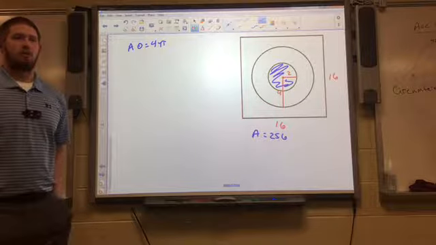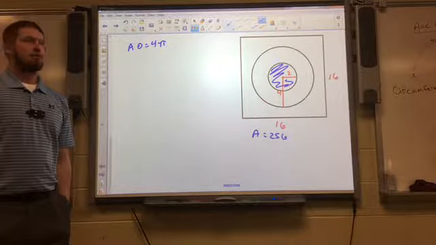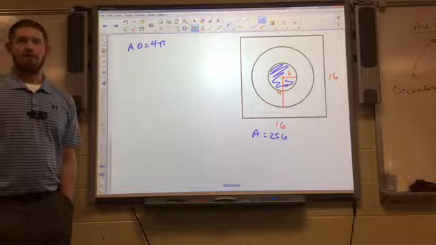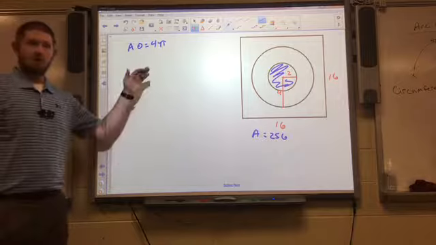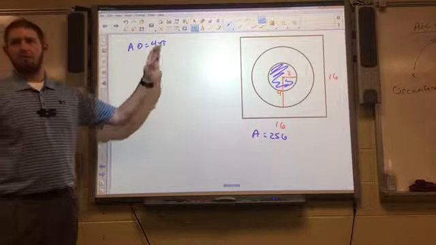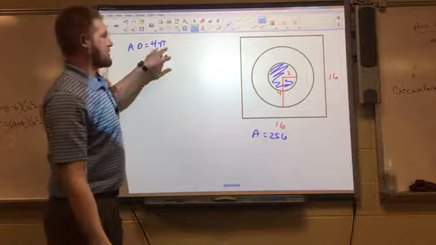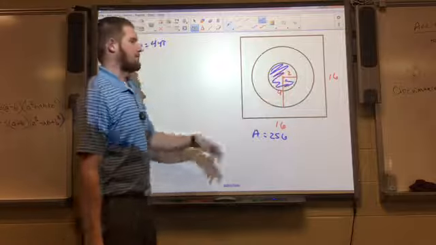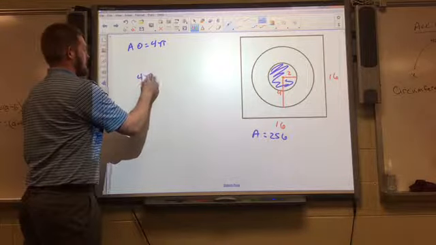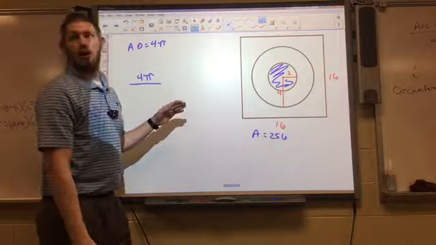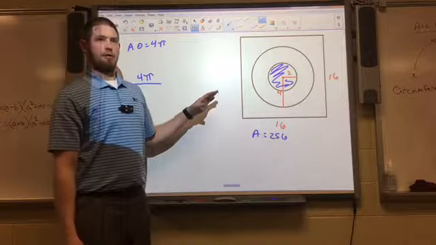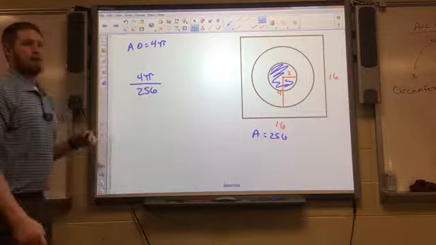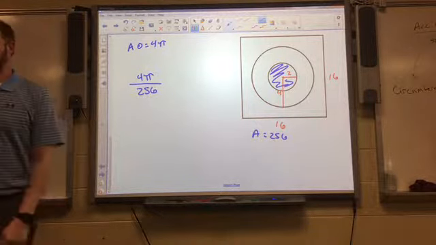Okay, set up a fraction, but how do I know which one goes on top, Travis? Okay, because that's what I want, right? Not just necessarily because it's smaller, which it'll have to be smaller, because my number does have to be between 0 and 1. But I want the area of this circle on top, because that's where I want to hit. That's what I'm looking for. So on top I have 4 pi, and I need to divide that over what I have, which is my total, correct? Which in this case is 256.